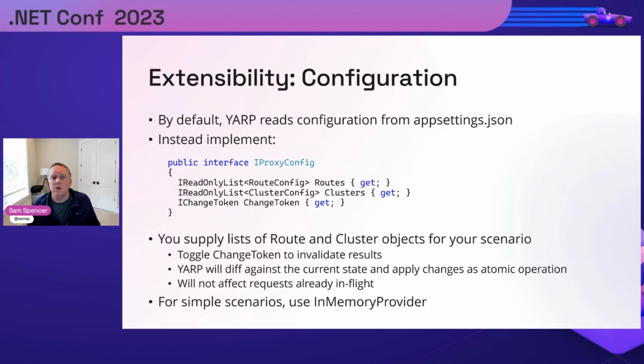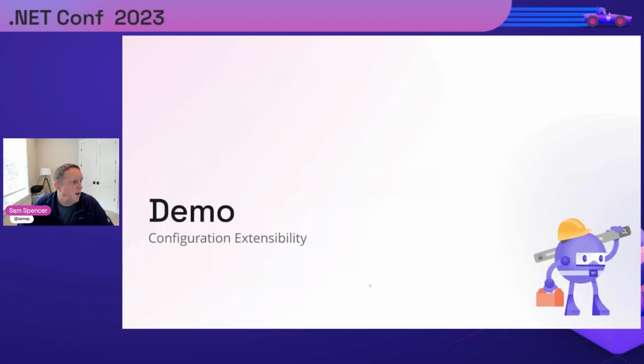One of the most common areas people make requests on us is configuration extensibility. By default, we read from appsettings.json, but instead you can provide the configuration data to us directly as a series of in-memory objects. To do that, you create your own class and implement IProxyConfig. That just requires a collection of routes, a collection of clusters, and a change token that you can fire to tell us to go and re-request the routes and cluster data. And that's it. We have an in-memory provider that makes this simpler, and I will pass over to Benjamin to demo this.